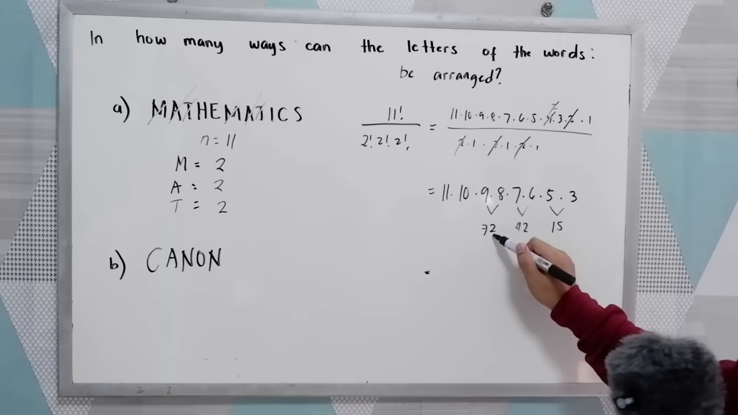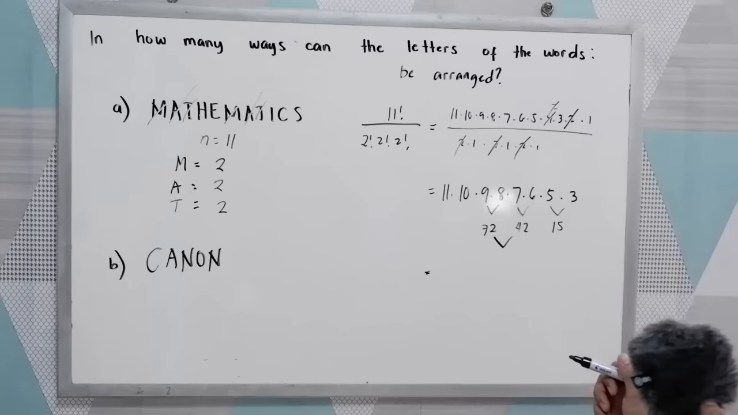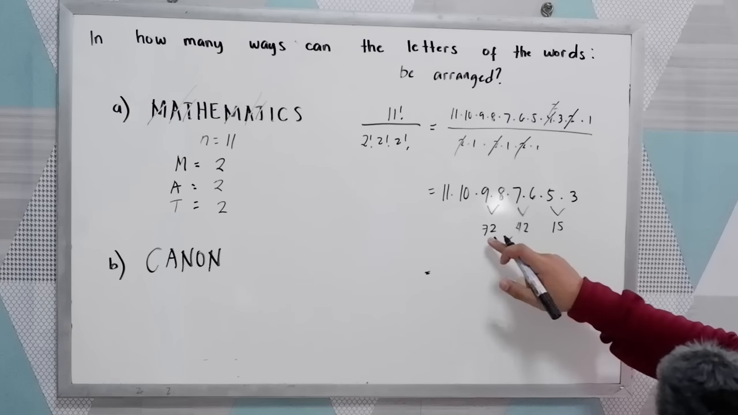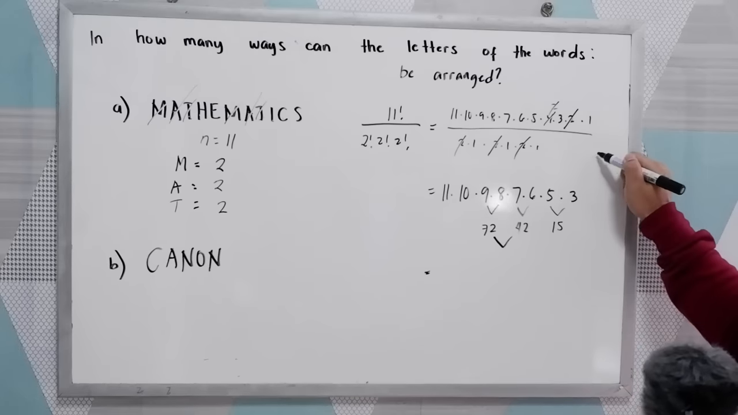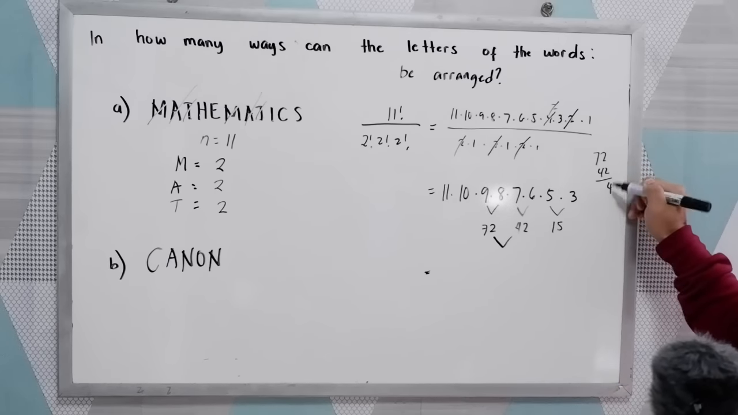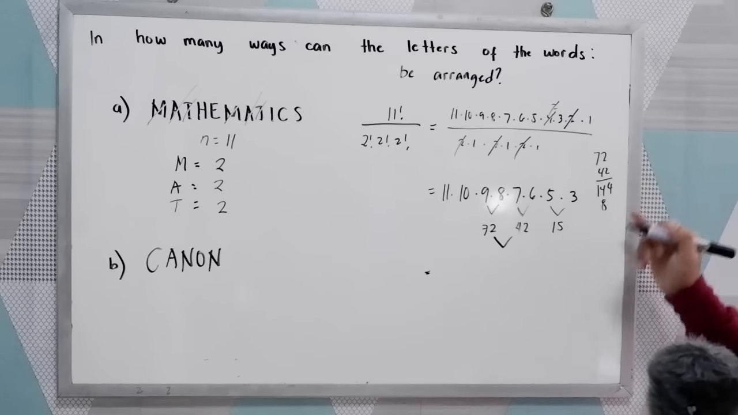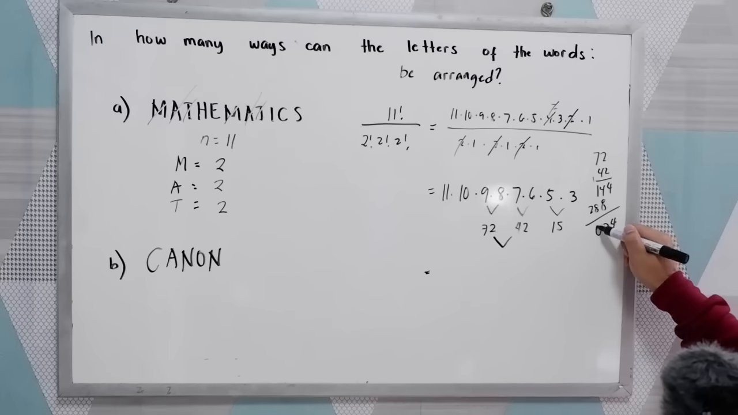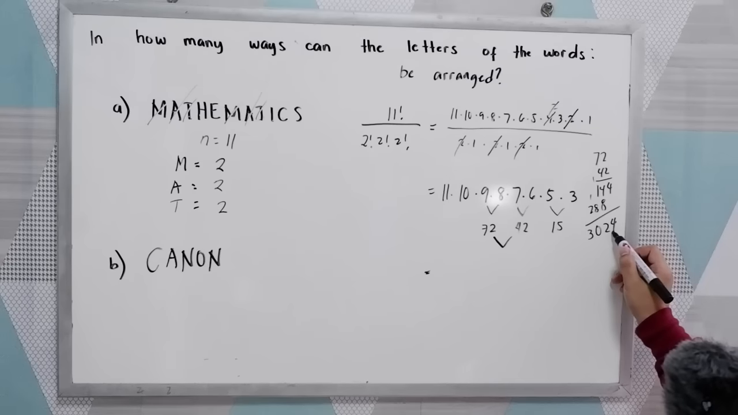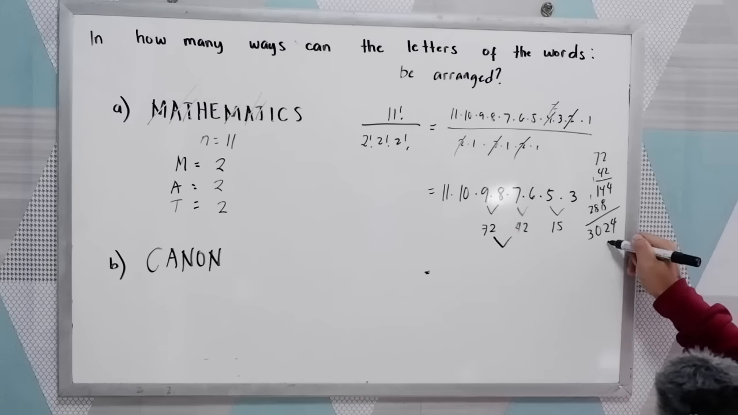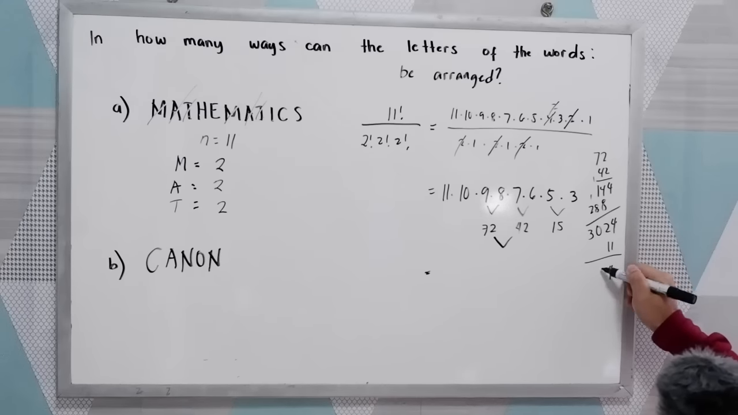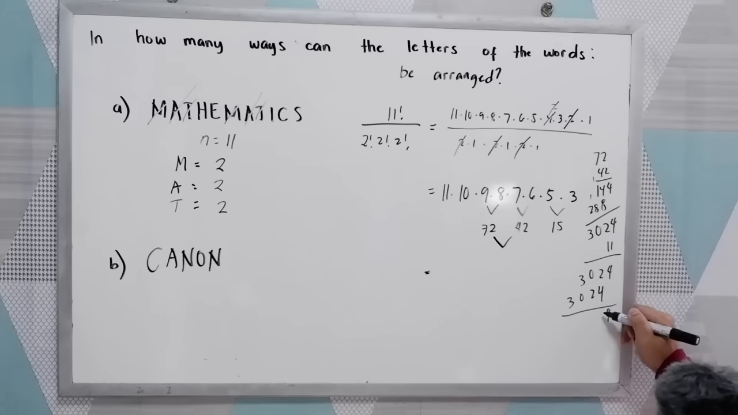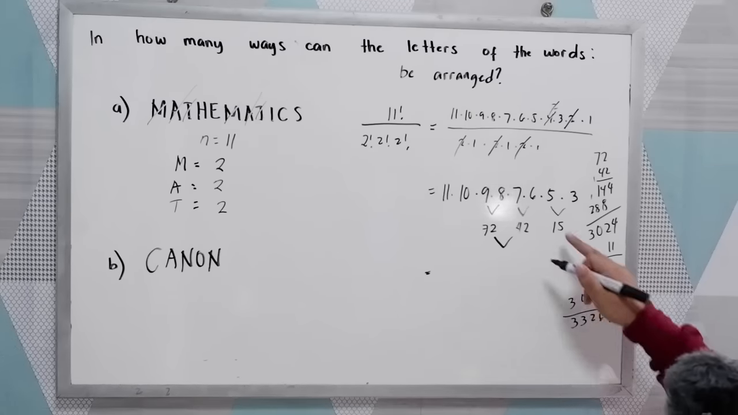For 72 times 42, is it correct? 9, 18, 27, 36, 45, 54, 63, 72. So 72 times 42 is 3024. Let's multiply it by 11, so times 11, that is 33,264. Then times 15.